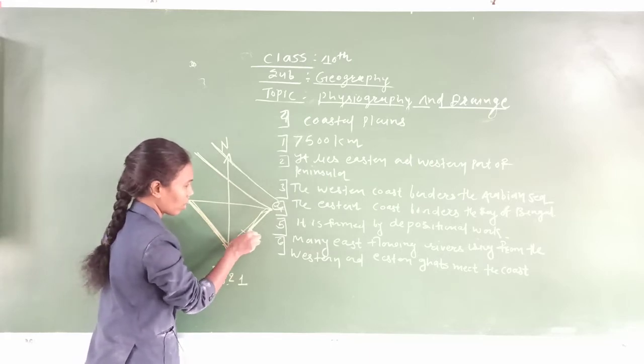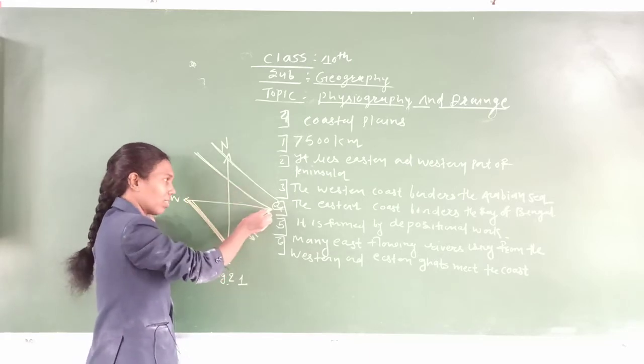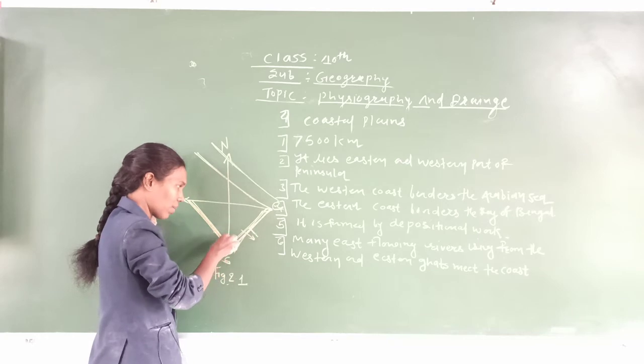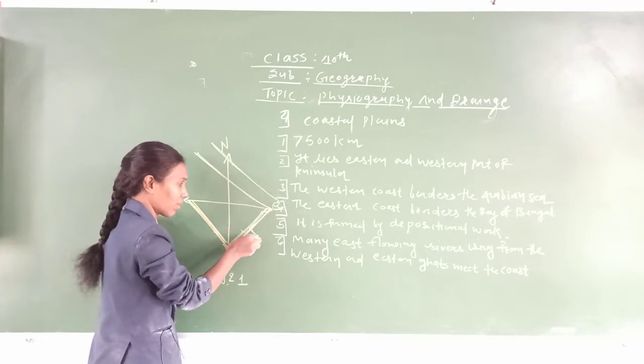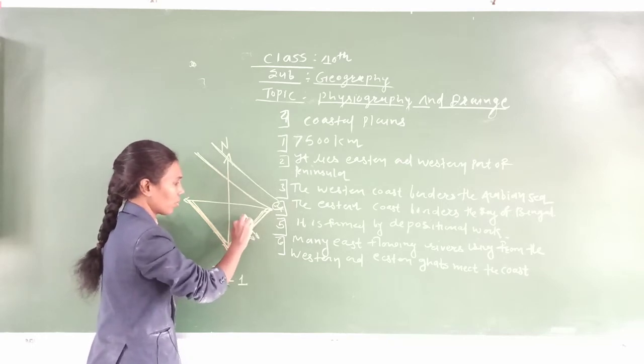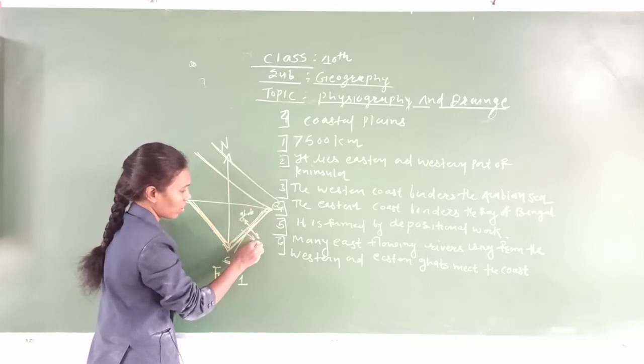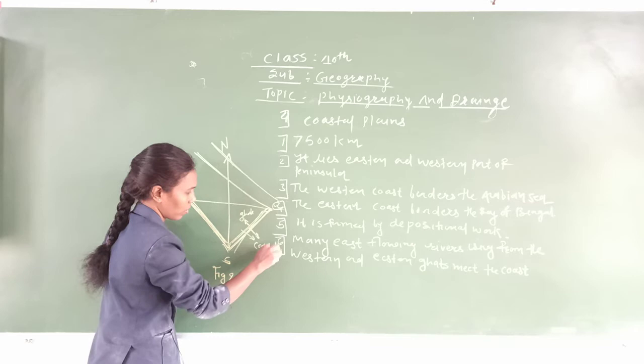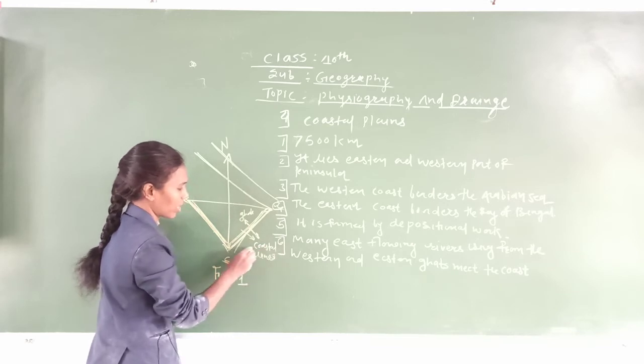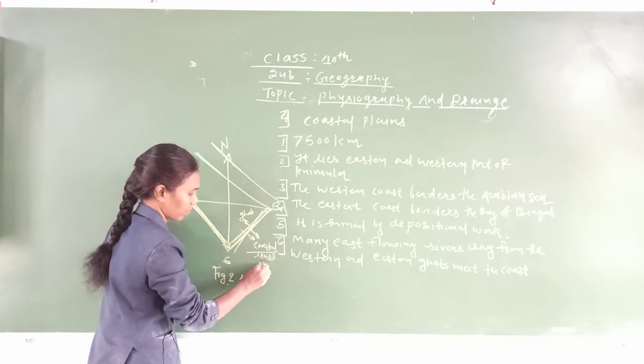So this is the coastal line, and before that the one line shown is known as the ghat. First the ghat structure, then after that the coastal line. So this is the ghat structure, these are the ghats, and this is the coastal line. It means it is known as the coastal plain.